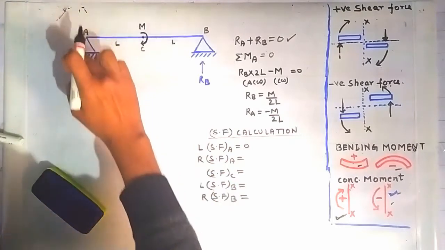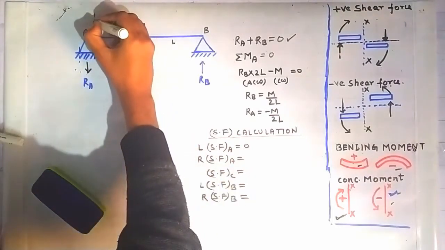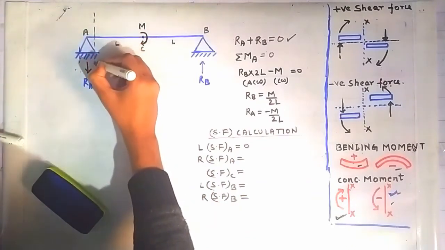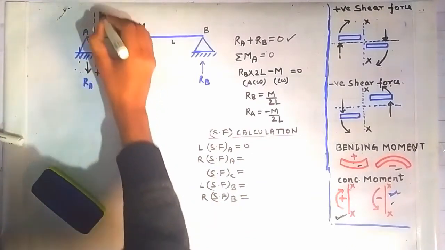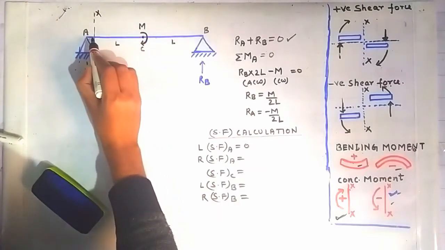Now the value of the shear force on the right side of the point A we have to calculate. So for that we have to again construct the section on the right side of the point A to find out the value of shear force on the right side of the point A. This is the section XX constructed on the right side of the point A.